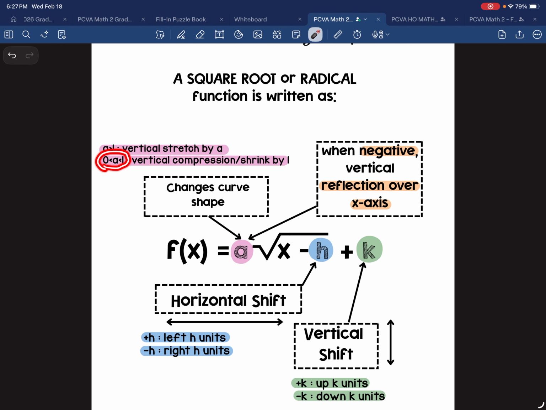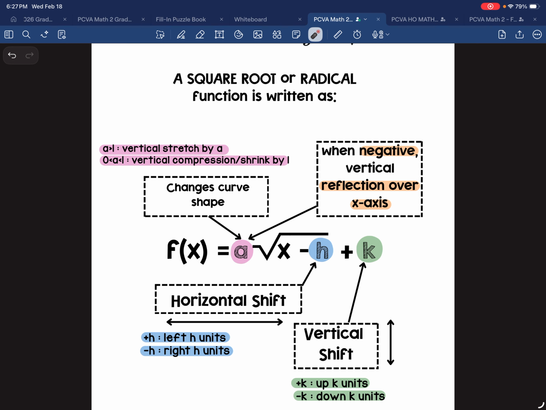If the a value is less than 1 but greater than 0. Now there's a reason I have greater than 0, because if it is less than 0, we're going to apply the negative as a different transformation. So if my a value is greater than 0 but less than 1, then we call that a vertical compression or shrink by the a value, and that should be a right there. So when I'm thinking about the y values getting smaller, that means it's going to be compressed down like we're pushing them together vertically.